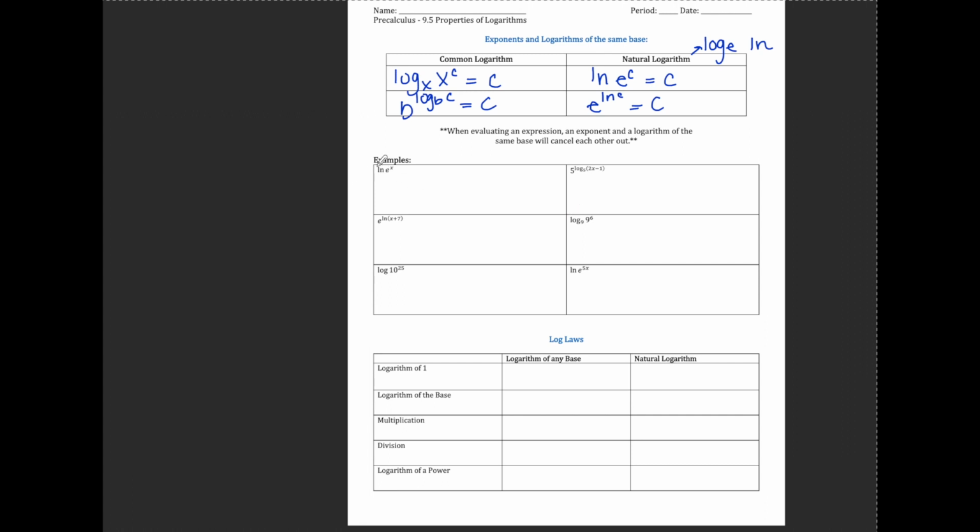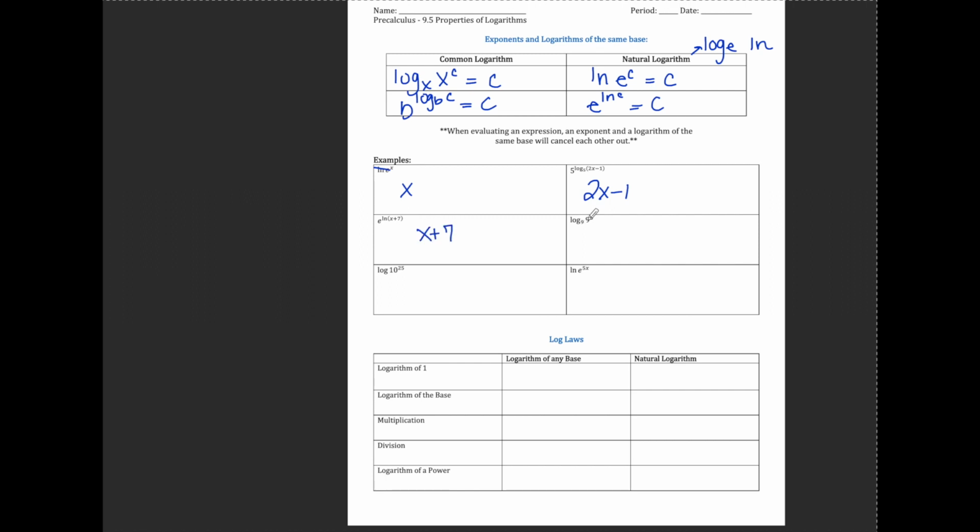In the first one, I have ln of e to the x. So that's a log with a base e, and you're taking the log of something that has a base of e. So those essentially just cancel each other out, and you're left with x. Over here, I have an exponential, 5 to the log base 5 of 2x minus 1. The base and the log base match, so they cancel each other out, and I'm just left with 2x minus 1. e to the ln of x plus 7: a base and a log of the same base. They cancel each other out. I'm left with x plus 7.